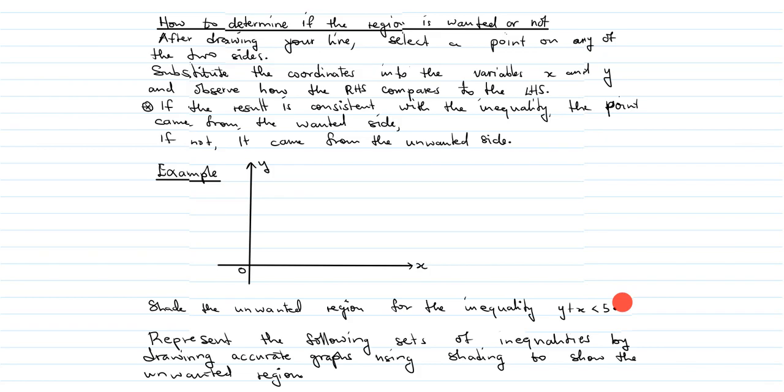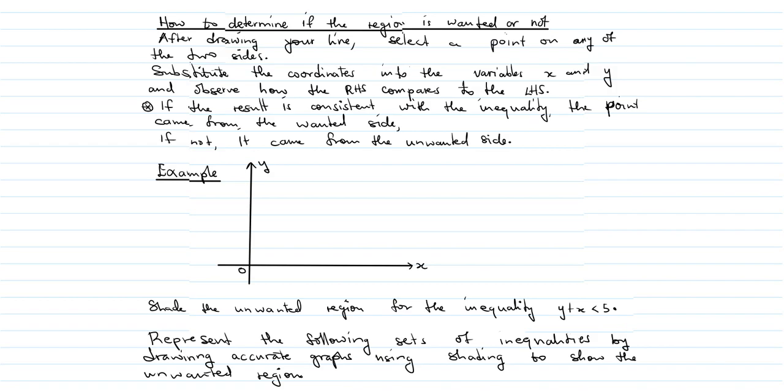Then you take your point, you substitute, and it also tells you that the right hand side is greater than the left hand side. So it means that point came from the wanted region. If it agrees with the inequality, the point came from the wanted region. So you shade the one which is unwanted. Once you determine that this is the wanted region, the other side is the unwanted region.